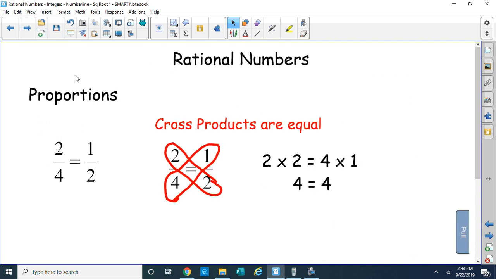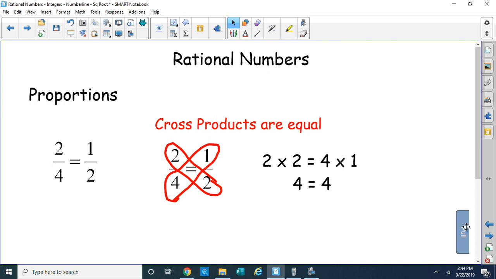Sometimes you run into proportions, I know, on the test. So how do we deal with proportions? Cross products is what we have to deal with. Just cross multiply to see if they're equal. So we just said 2/4 equals 1/2. We proved that by the calculator. But if you don't have a calculator, just cross multiply. 2 times 2 equals 4 times 1. And 2 times 2 is 4. 4 times 1 is 4.